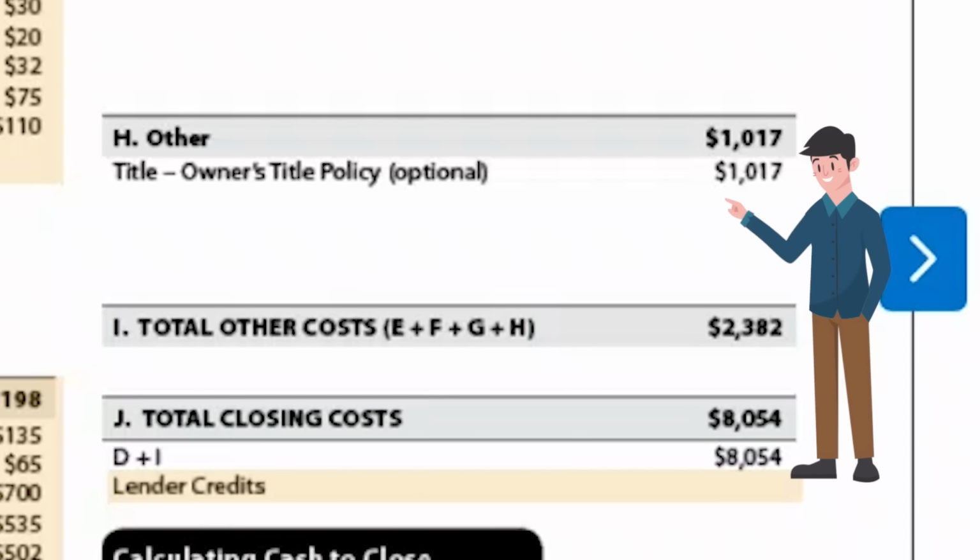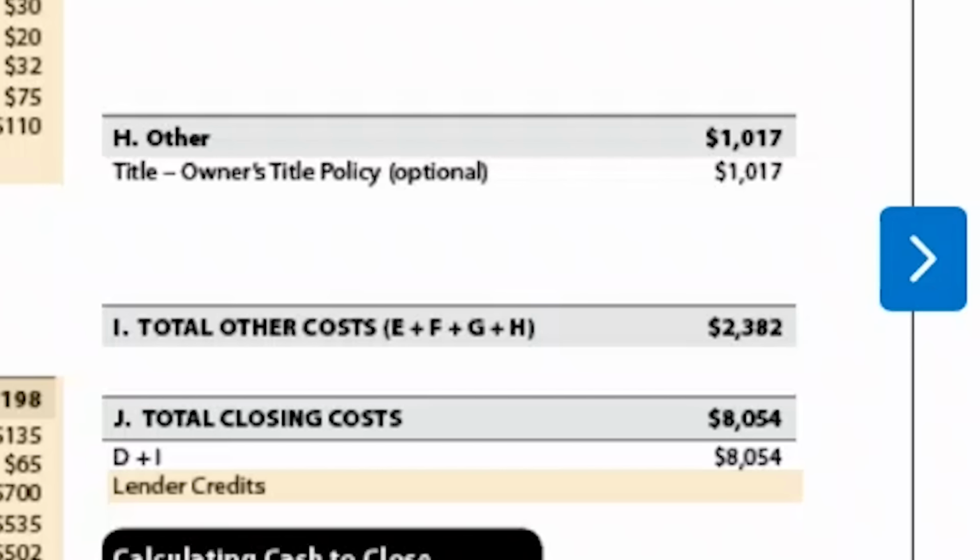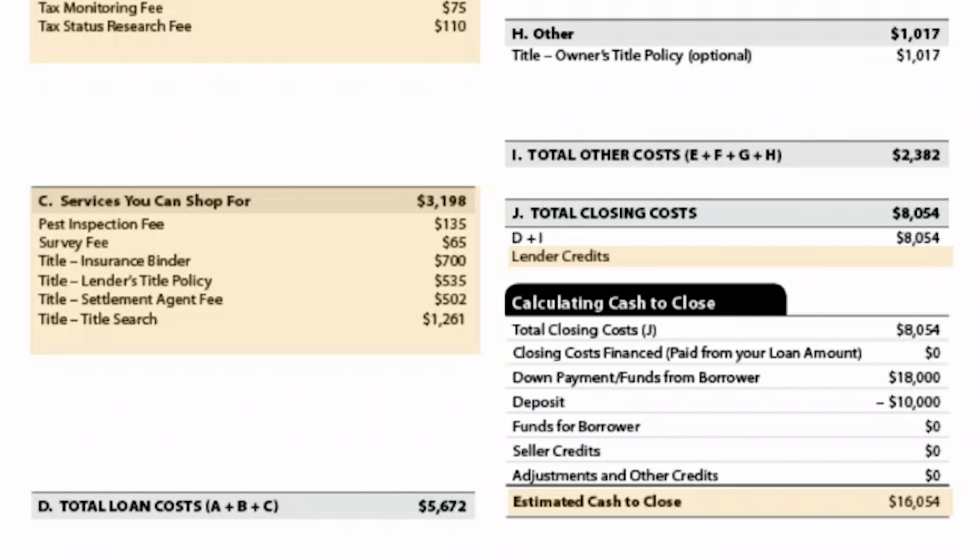H is other, if there's any other things like owner's title policy, which is optional. And so if you add up all of those fees in section I, that's what comes out to that number, $23.82. So if you take the total closing cost down at the bottom left and you add the other cost, the complete total is what you see here at $8,054. And if there's any lender credits, it'll show up in this section.